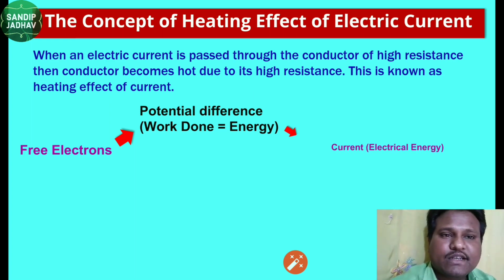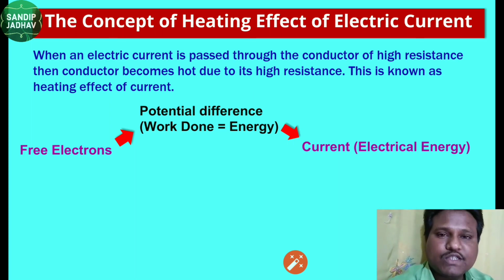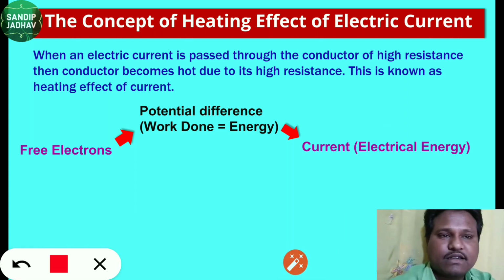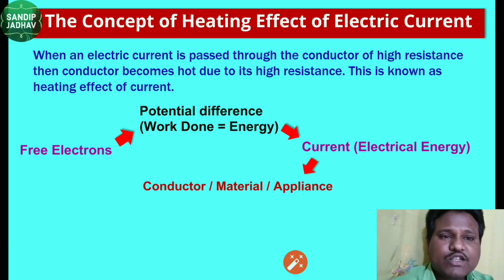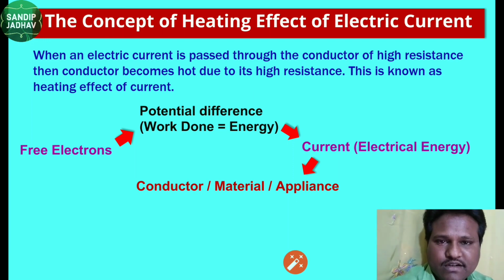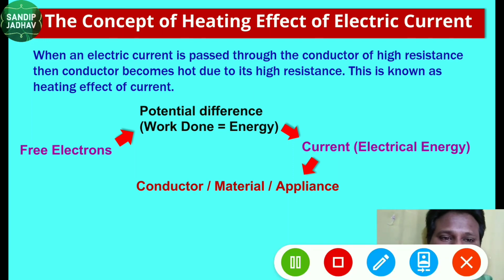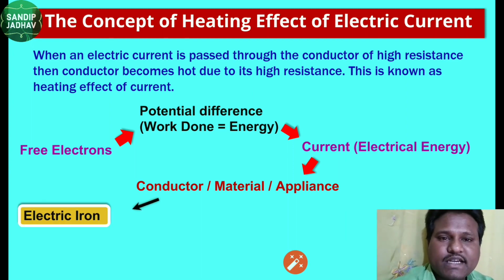So what does this imply? This implies that whenever free electrons are provided with energy or potential difference, it creates a different form of energy, that is electrical energy, which we know as current, and this current is utilized by the electrical appliances. In an appliance like an electric iron, electric fan or bulb, the appliance will resist the flow of current, resist the flow of free electrons, and this circuit becomes purely resistive.